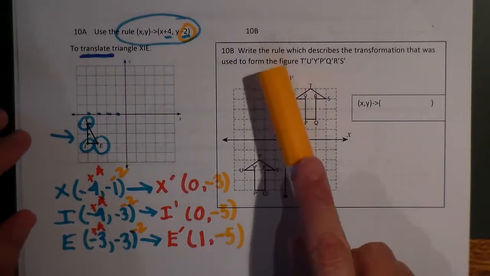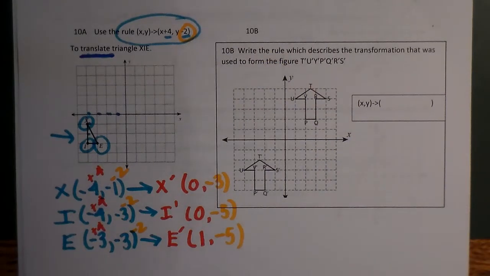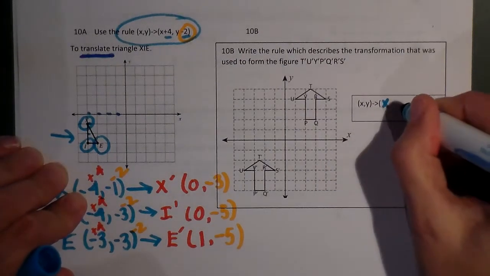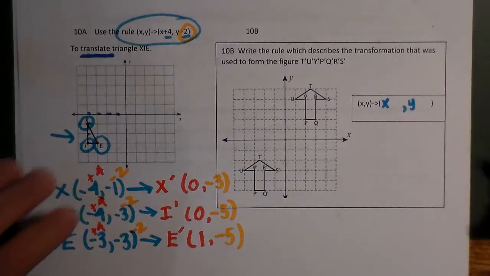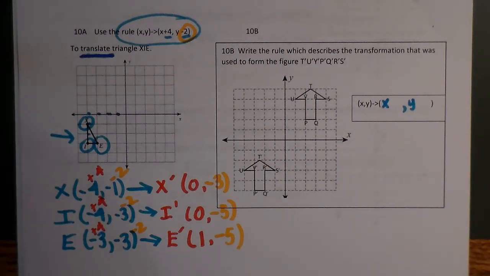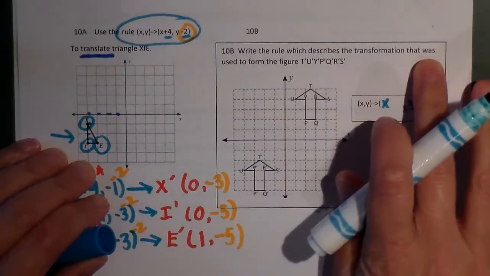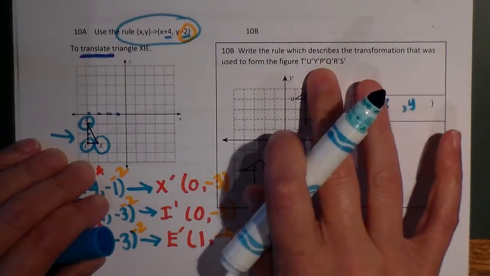Now on 10b, you're actually going to write the rule. So on 10b, we're going to start off with the pictures and actually have to figure out what our rule was. So we're going to do something with every x, and something with every y, but we don't know what yet. Okay, it says which rule describes the transformation that was used to form this figure.